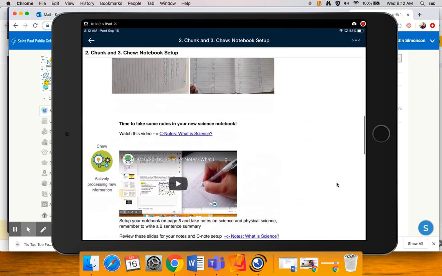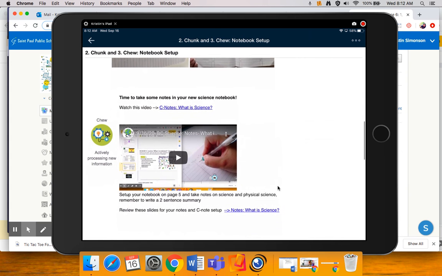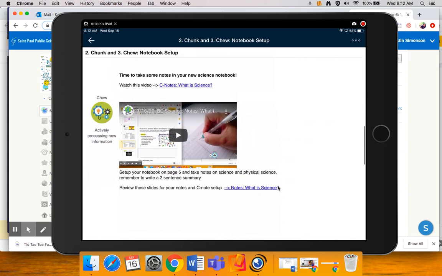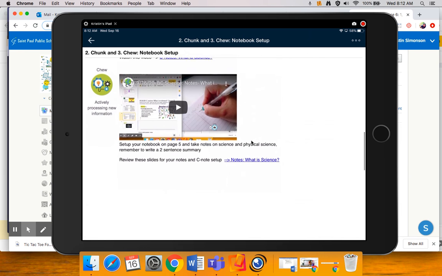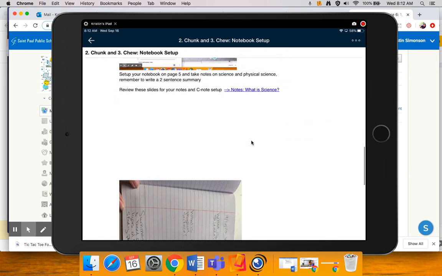And down to the chew section. Once you get your notebook set up and the pages numbered and your table of contents set, then we're going to actually take some notes. So there's a couple of ways you can do this. You can just follow along with me as I take notes in my notebook while I look at the slides with the information. And then the other way is to look through the slides on your own right here, because there's some other important information in the slides you might want to look at.